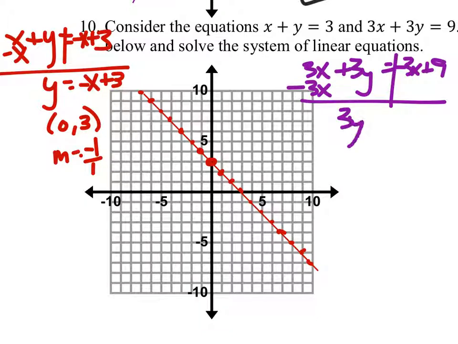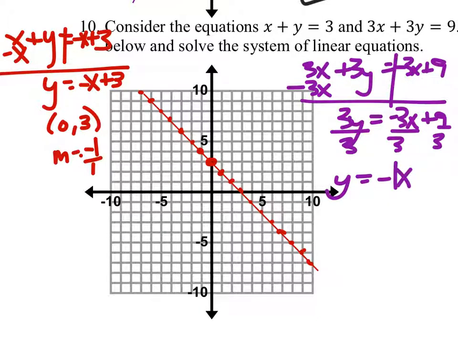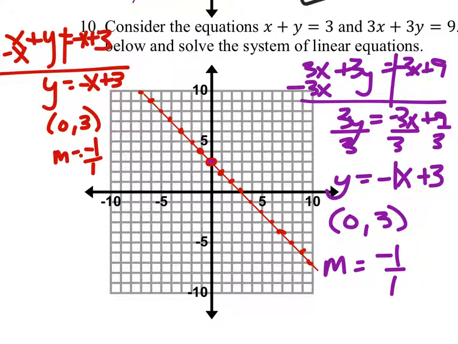And I got 3y equals negative 3x plus 9. So dividing everywhere by 3, I get y equals negative 1x plus 3. So this gives us a y-intercept at (0, 3) and a slope of negative 1 over 1. So if I graph those points, as it turns out, I get the same points that I had on the red line, and therefore they're meant for each other. These ones are just brought together.